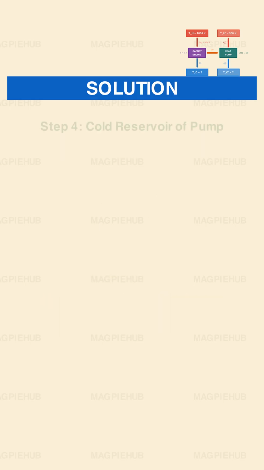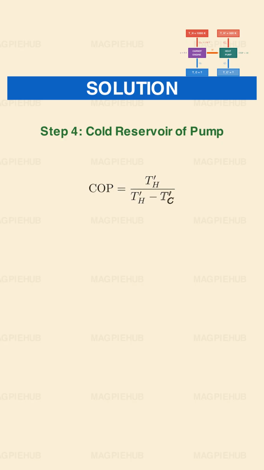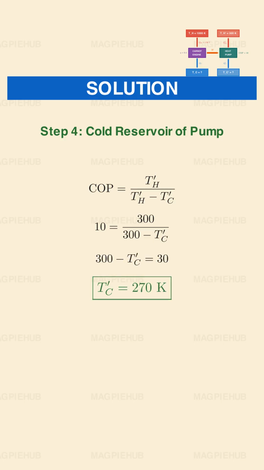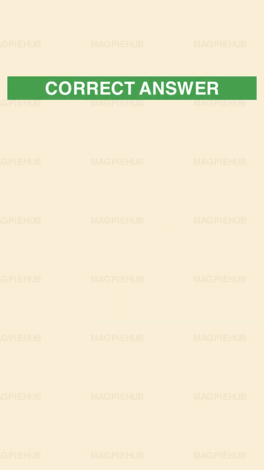Finally, finding the cold reservoir temperature of the heat pump. Using the COP formula for a heat pump, COP equals Th prime over Th prime minus Tc prime. Substituting, 10 equals 300 over 300 minus Tc prime. So 300 minus Tc prime equals 30, which gives Tc prime equals 270 Kelvin. Option C is correct. The correct answers are options A, B, and C.